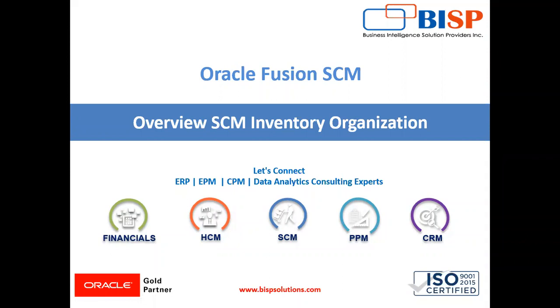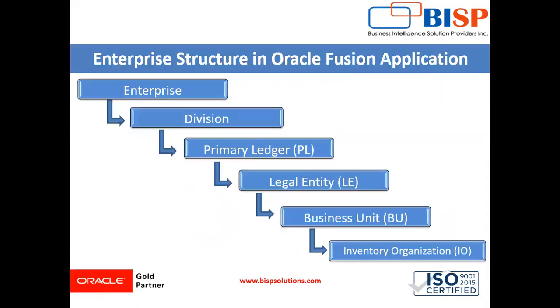In this session, we are going to look into an essential feature of supply chain management, named inventory organization. So this is our enterprise structure, where the top-level enterprise captures the name of the deploying enterprise and the location of headquarters. After that, we have to define the division.